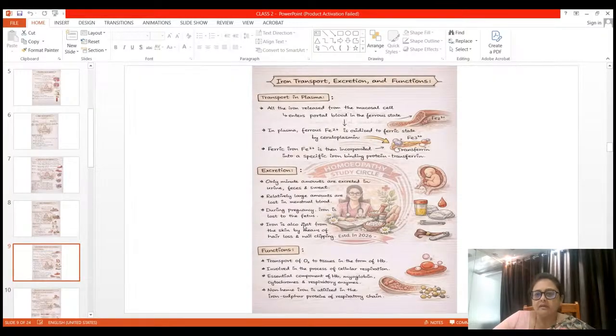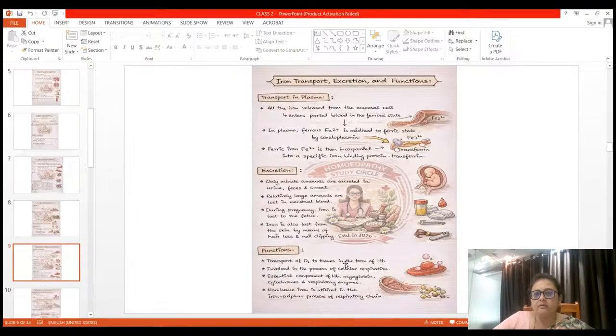Okay, so the growing fetus is a parasite. During pregnancy, like all other nutrients, iron is also transported to the fetus and lost to the fetus. Iron is also lost from the skin by means of hair loss and nail clipping. We cut our nails, and some amount of iron is lost in those nails also. Okay, next, functions. What are the functions of iron?